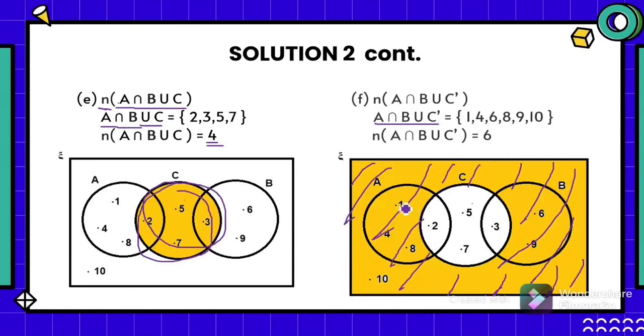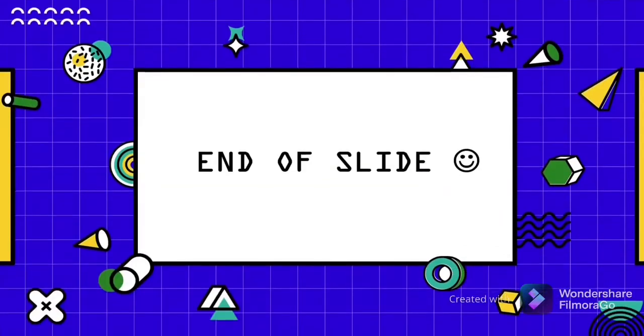So we can write it down: 1, 4, 8, 6 and 9. Don't forget to add 10, because even though it is outside of the sets, it is included in this answer. So the number of elements is 6. 6 is the answer. I think that's all for combined operations on sets.